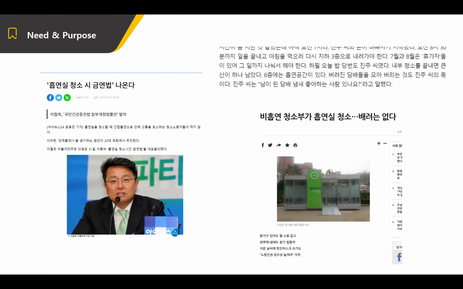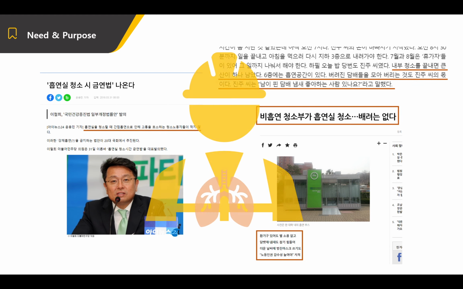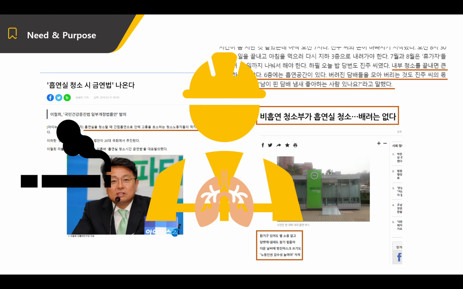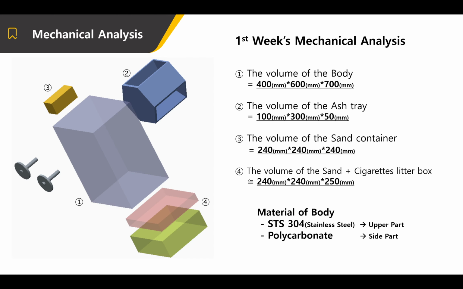150 million cigarette butts are produced a day. As can be seen in many articles, the working environment of cleaners in the smoking area is very poor and unethical. In other words, their health can also suffer, so the rotary ashtray is necessary.